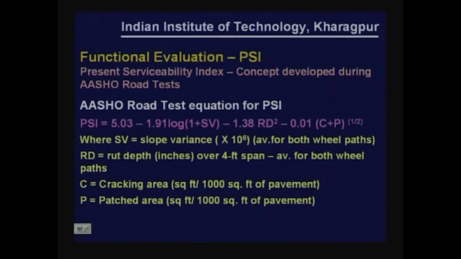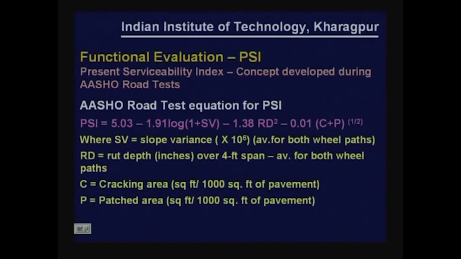As we already discussed in the previous lessons, functional evaluation can be done in terms of present serviceability index. This is one of the commonly used parameters, though not commonly used in India because AASHTO is not that extensively used in India. So, for evaluation of functional performance of the pavement, present serviceability index is a parameter that is normally evaluated. We also know that this is a concept that has been developed during the AASHTO road test.